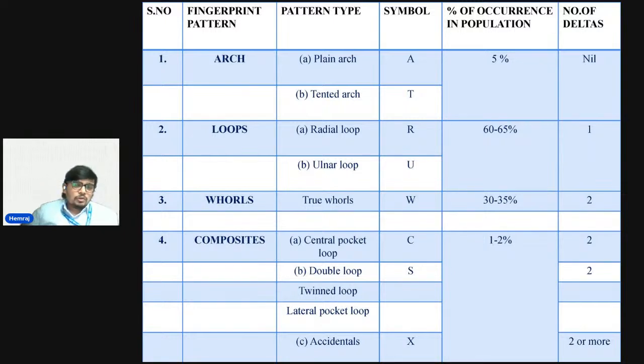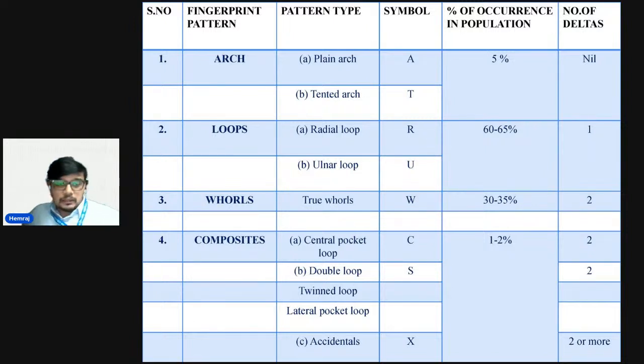They have some common characteristics. For example, arch has some common characteristics. Plain arch and tented arch will have some common characteristics, but they will also have some different characteristics as well. This is how class and individual characteristics will look. By looking at the pattern area or overall look of the print, we'll be able to understand which type of fingerprint it is: if it is an arch, a loop, whirl, or composite.